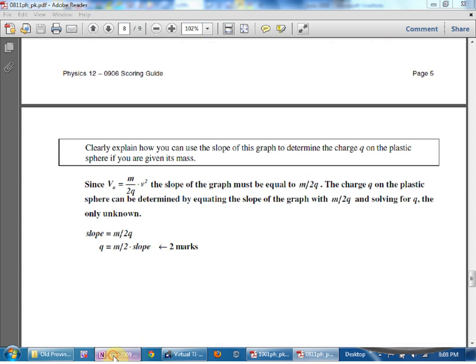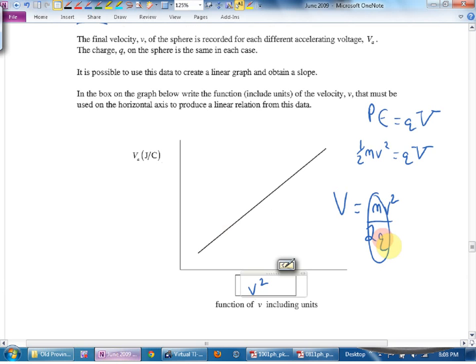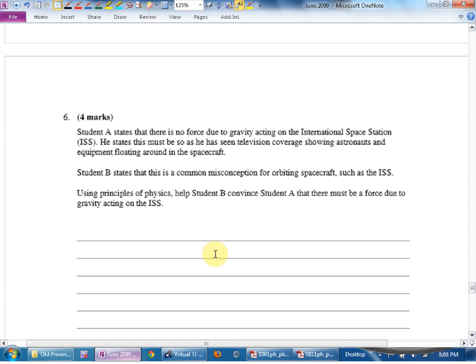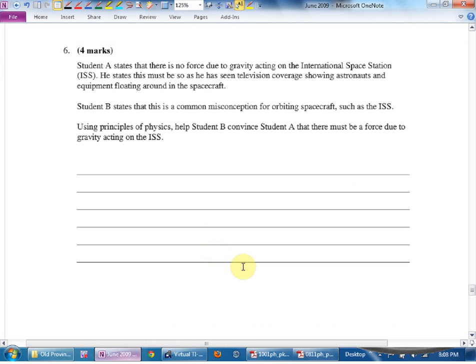Last one. Oh, no, I want this one. Student A states that there is no force due to gravity acting on the International Space Station, the ISS. He states this has to be so because he's seen television coverage showing astronauts and equipment floating around in the spacecraft. Student B explains that this is a common misconception for orbiting spacecraft, such as the ISS. Using principles of physics, help student B convince student A that there must be a force due to gravity acting on the ISS. Is there a force due to gravity acting on the ISS?